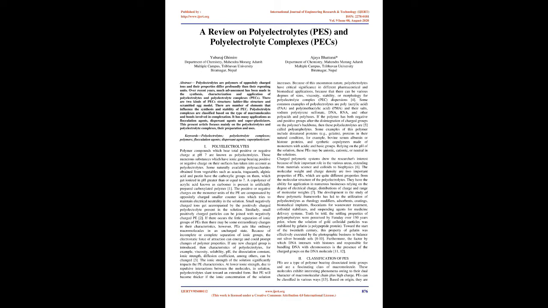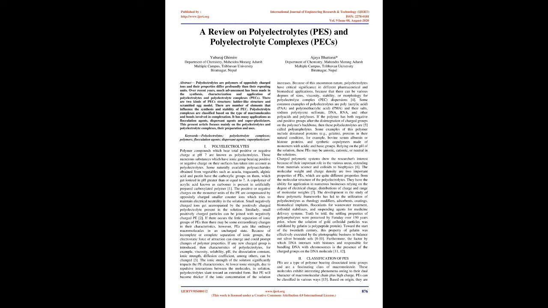The positive or negative charges on the monomer units of the PE are compensated by oppositely charged smaller counter-ions, which try to maintain electrical neutrality in the solution. Small negatively charged ions get accompanied by the positively charged polyelectrolyte present in the solution. Similarly, small positively charged particles can be joined with negatively charged PE 2. If there occurs a little separation of ionic groups of PEs, then there may be some extraordinary changes in their characteristics. However, PEs act like ordinary macromolecules in an uncharged state.